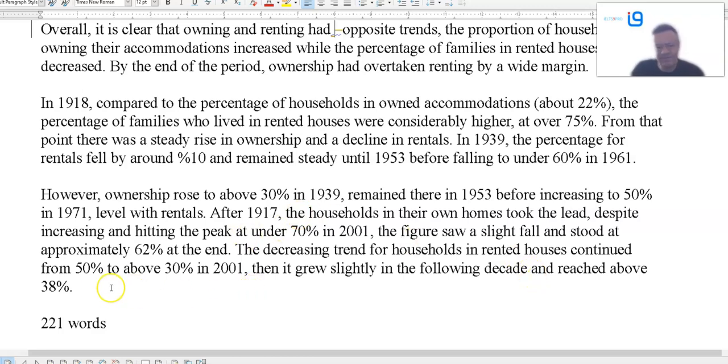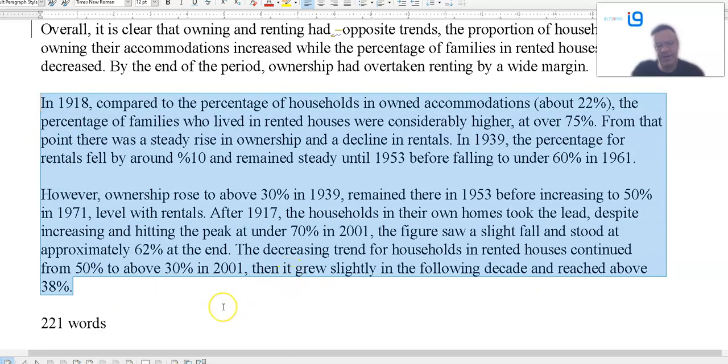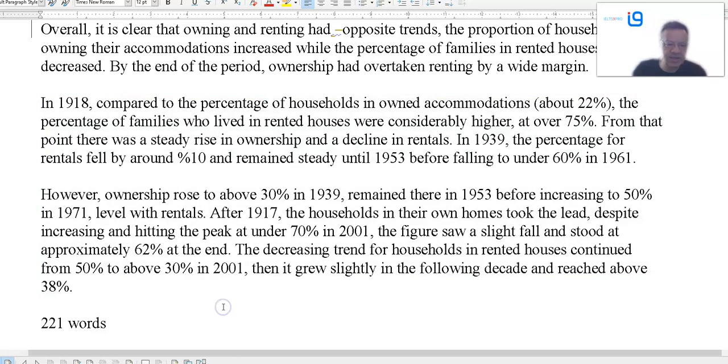Okay, right. So this is a little bit confusing, right? You can see why I just did owning in paragraph 3, renting in paragraph number 4. One increased, so that's what I did first. One decreased, that's what I did second, and I only made 2 comparison points, because if you're doing this up and down, it's back and forth. So ownership 50% level with rentals took the lead despite hitting the peak at 70%. It's a sort of slight fall. It's a bit confusing. You would need the actual graph to look at to understand this, right?